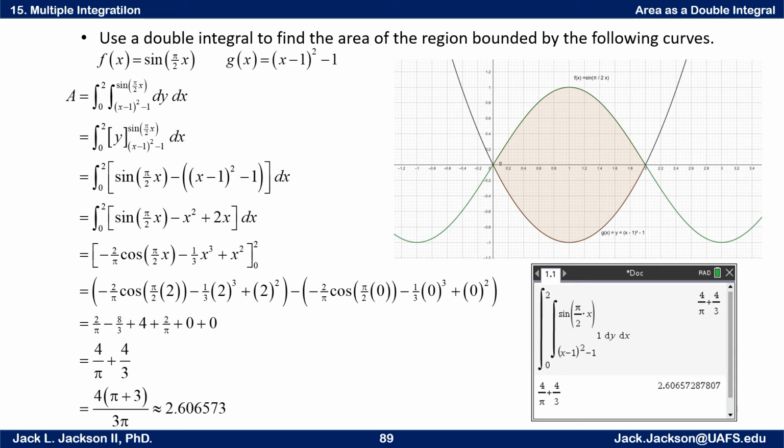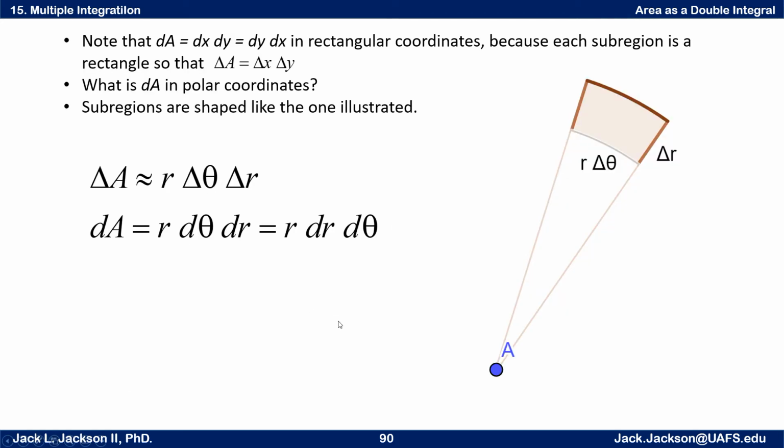Okay, so there's an example there, but what about if we do polar coordinates? Remember that dA is dx times dy, or dy times dx in rectangular coordinates, because each subregion is a rectangle. So delta A is just delta x times delta y. Well, what would be dA in polar coordinates? We're slicing it up into little pieces that look like this little shaded piece here. They're basically a wedge or circular sector minus another circular sector area, and we see what's left. Well, this is delta r here. This angle is delta theta.